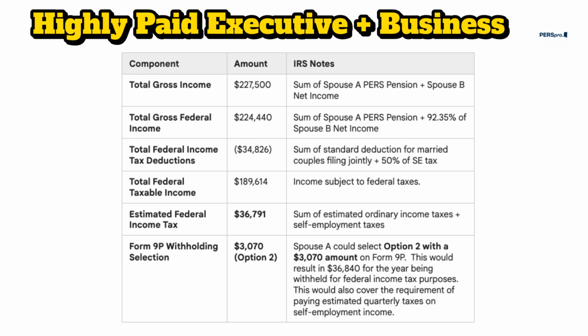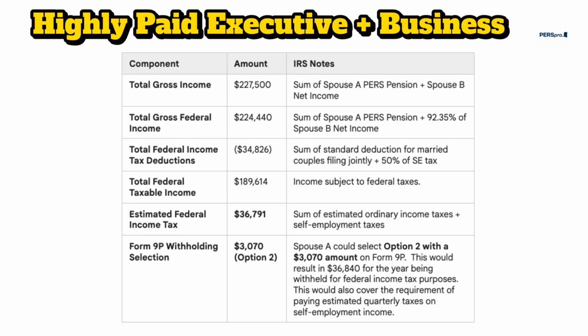This drops their final total federal taxable income to $189,614. When you combine their ordinary income tax liability with the small business self-employment tax liability, their total estimated federal income tax is $36,791. Instead of making manual estimated quarterly tax checks to the IRS for the side business, spouse A can select option 2 on their Form 9P and specify a monthly withholding amount of $3,070.